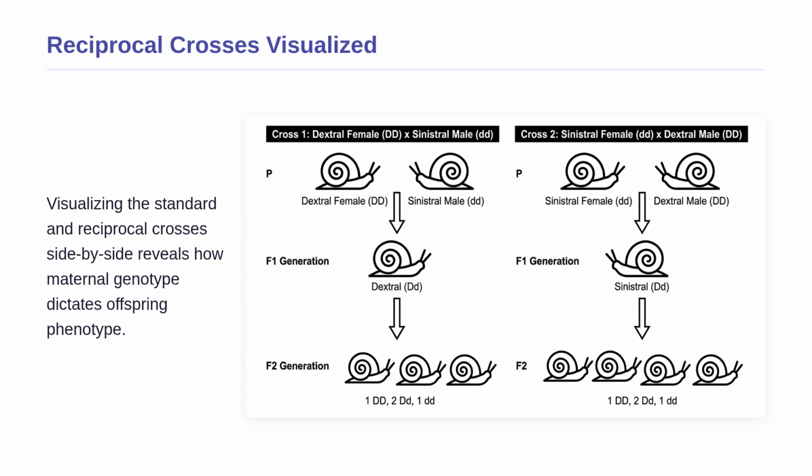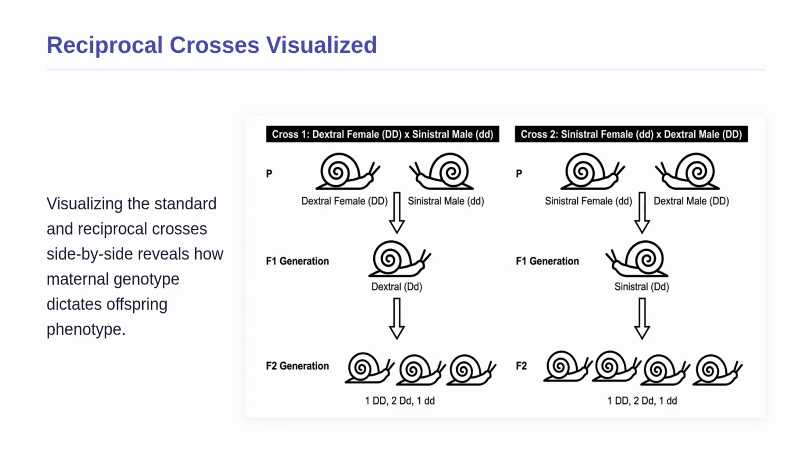Let us take a moment to look at this diagram, which beautifully summarizes everything we just proved. On the left, you see the standard cross, where a right-handed mother produces right-handed F1 offspring. On the right, you see the reciprocal cross, where a left-handed mother produces left-handed F1 offspring, even though both F1 generations have the exact same heterozygous genotype.